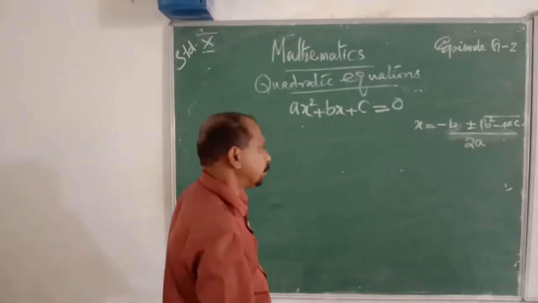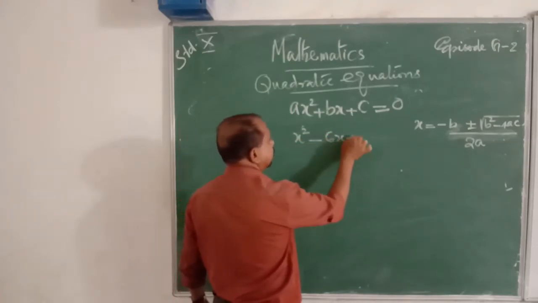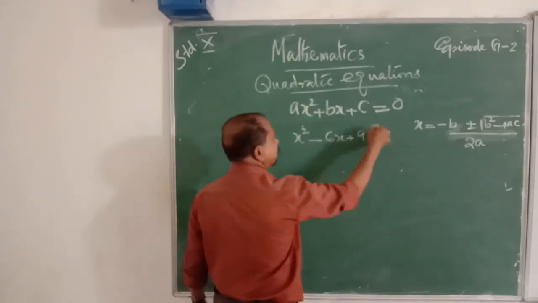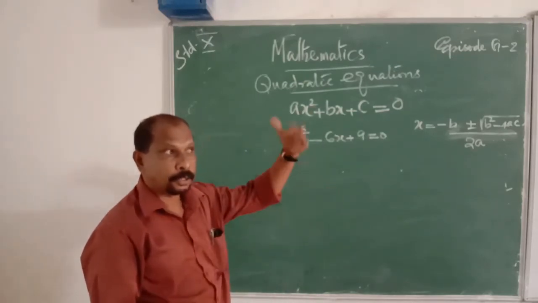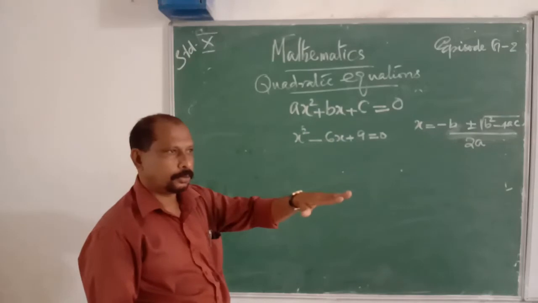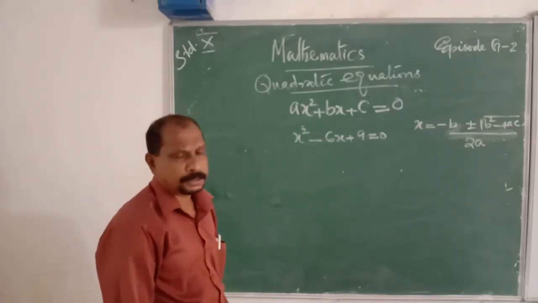x square minus 6x plus 9 is equal to 0. This is a perfect square, and we know that the values are 3 and 3. x minus 3 is the whole square, x minus 3 is 0, x is equal to 3. Therefore, 3 and 3 are the roots. That means they are the same.